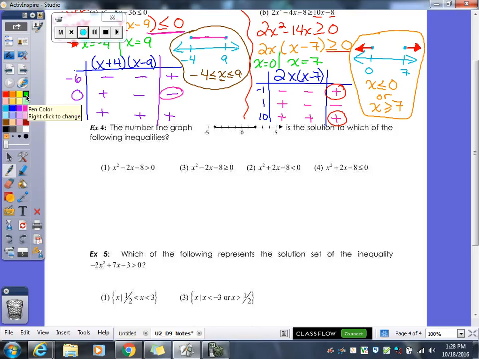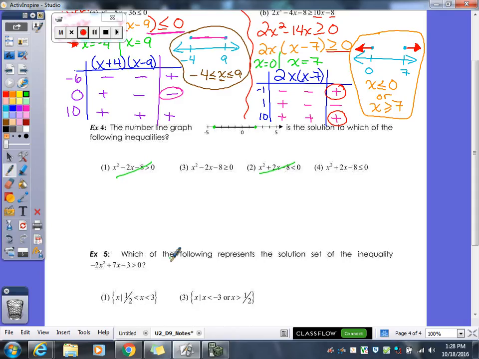Okay, example 4. The number line graph given is the solution to which of the following inequalities? And no, you don't have to sit here and do all 4 of them out. Let's look at it first. What kind of circles do we have here? We have closed circles. So automatically choice 1 is not going to be it because that doesn't have the or equal to. That would have to be an open circle. Which other one can we knock out right away? 2. That one would also have to be open circles.